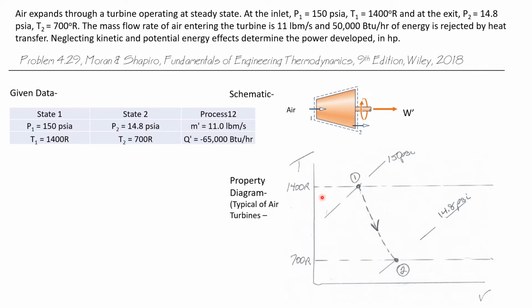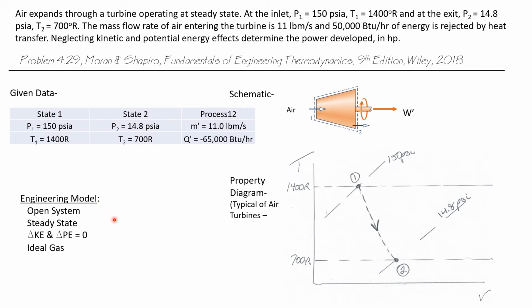Let's plot this on a TV diagram. This is air, it's a gaseous phase, and the initial conditions are 150 psi and 1400 degrees R. Now it expands going through the turbine so that it's going to exit at a higher specific volume than it had at the inlet, and it expands to a lower pressure and lower temperature. So that's what our TV diagram looks like.